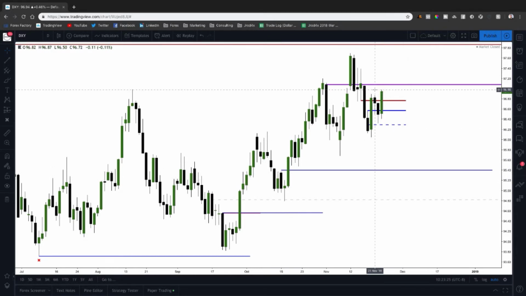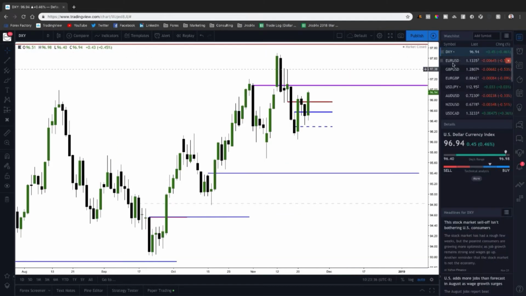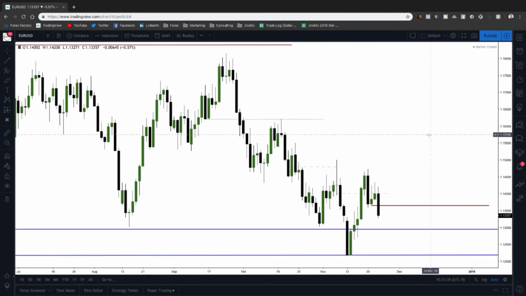Ultimately, though, for the week, I'll be expecting higher prices, looking for a run on this high and seeing if dollar index can get back above 97.80. So that's for dollar index. Now let's take a look at euro dollar.